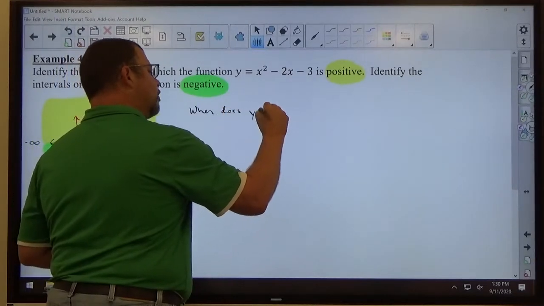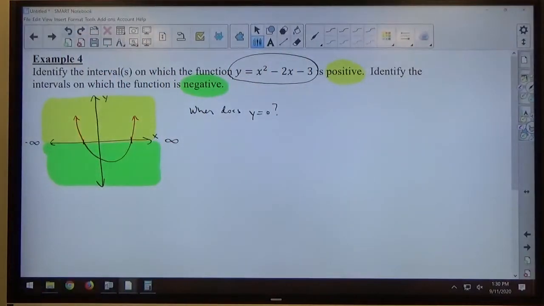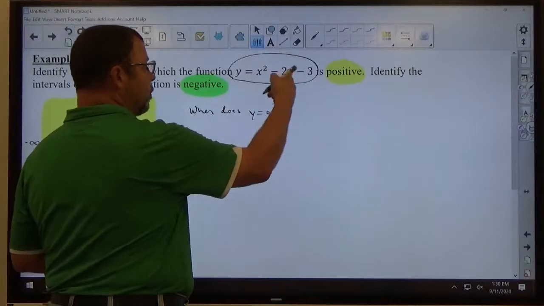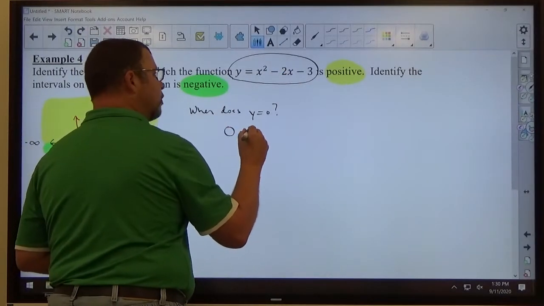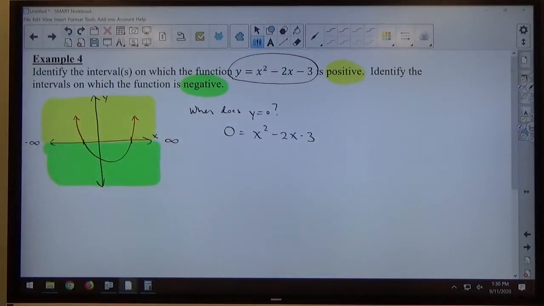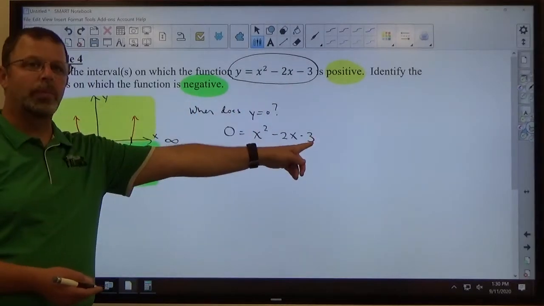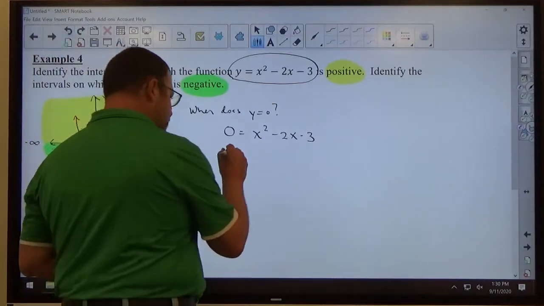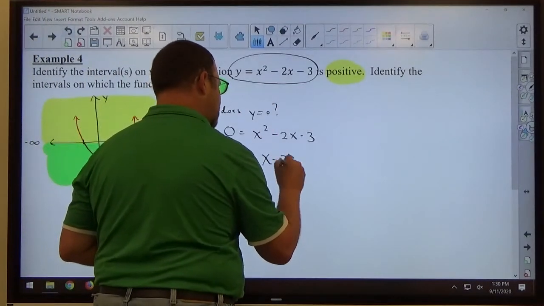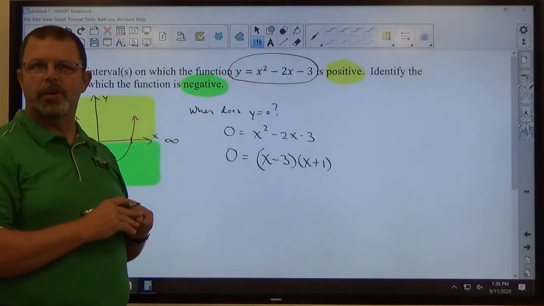So I want to know when y equals 0. I take the equation they gave me that involves x and y and change y into the number 0. If I change y to 0, I get 0 equals x squared minus 2x minus 3. My task to solve this quadratic equation is to factor. Having a 1x squared tells me I just need the two numbers that multiply and add, very similar to the last problem. It's going to be x minus 3 times x plus 1.